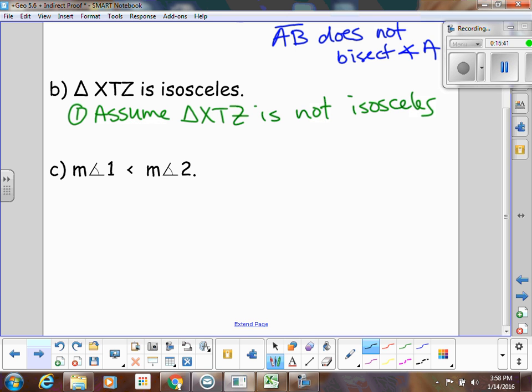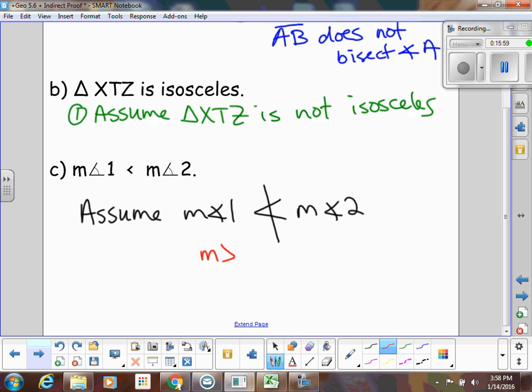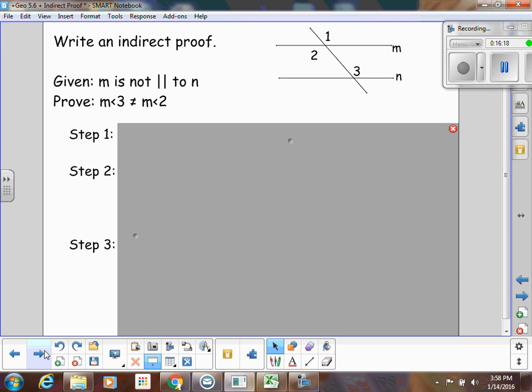And then here we would say, assume that the measure of angle 1 is not, so we could put a slash through there, not smaller than the measure of angle 2. Now be careful here. The opposite of this is not the measure of angle 1 is greater than the measure of angle 2, because that's not the complete opposite. The measure of angle 1 could be equal to the measure of angle 2 and still not be less than that. So just be careful with what your opposites really are. Okay, so let's look at an actual indirect proof.